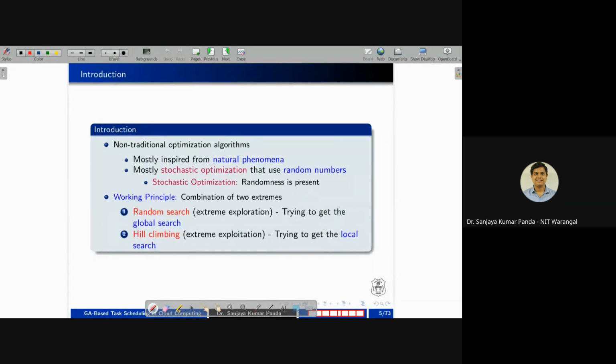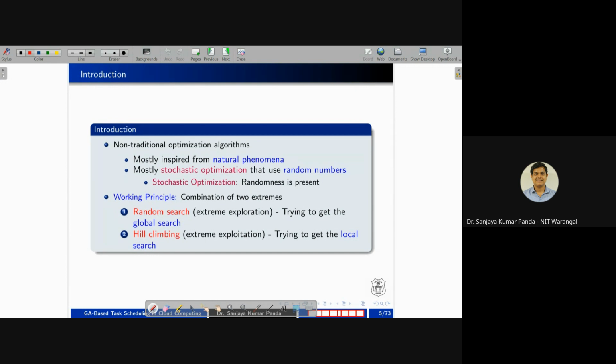But overall, they are based upon a combination of two extremes. If you go for the working principle of any optimization technique, you will find two extremes. One is the random search, another is called hill climbing. So random search is also referred to as extreme exploration, and hill climbing is referred to as extreme exploitation. So I told you two different types of search, right? One is local search or local optimum, another is global optimum.